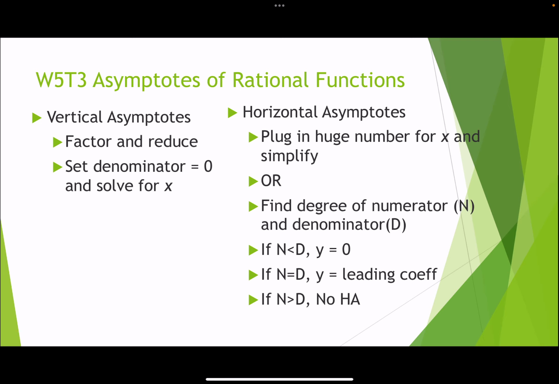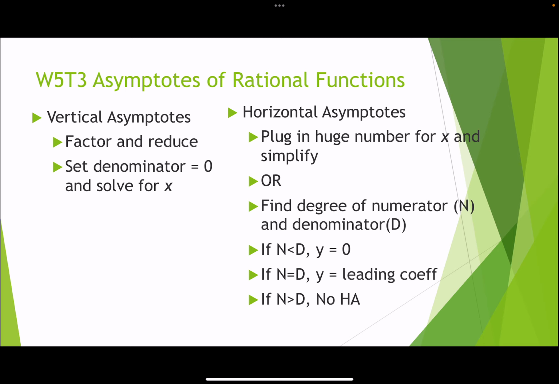So you can use either one of these that you want: plugging in a large number, or using the ratio of the degrees. But I prefer using this way because it's just so much faster. You can just look at it and inspect it and know really quickly. Even when they're the same degree, you just use the ratio of the leading coefficients to be able to do that.